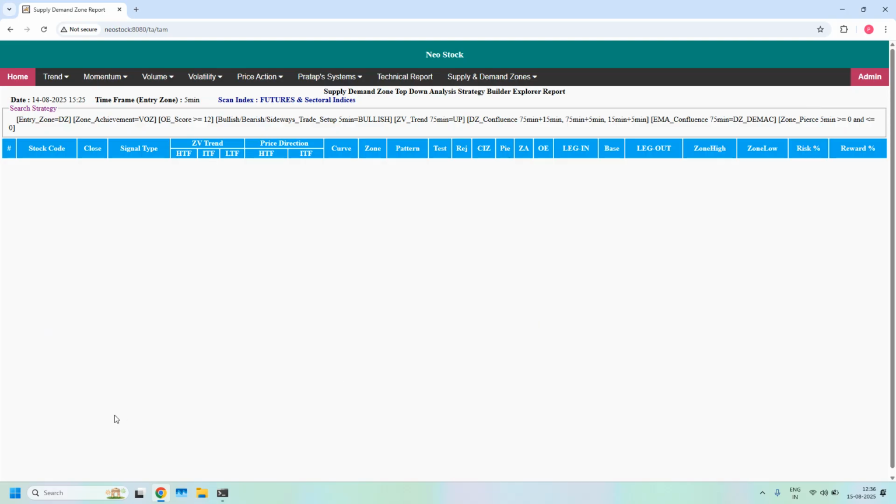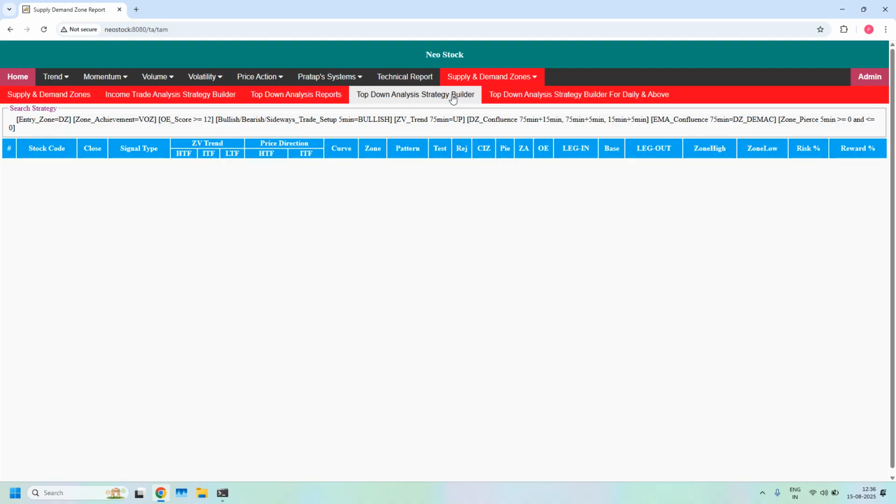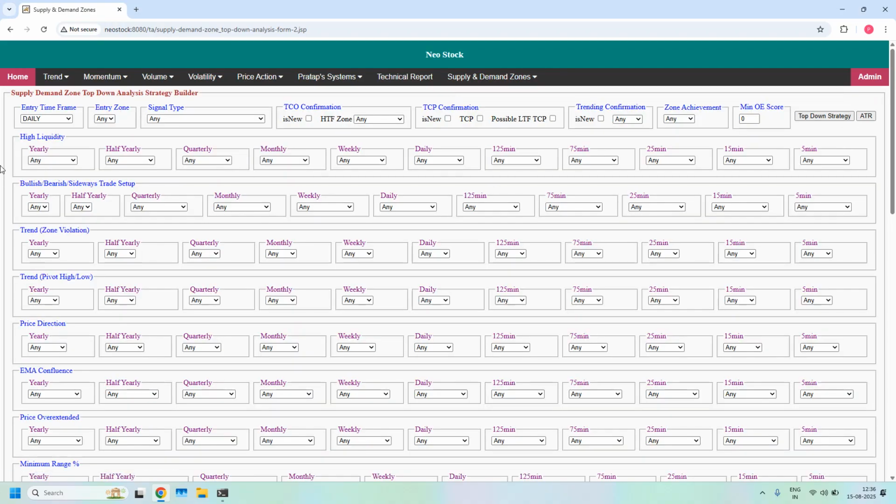So none of these stocks are having high probability. That means we don't have any high probability trade setup zones for hourly income trade, bullish trade setup. That is 5 minutes demand zones. Next, let us look into bearish trade setup for hourly income trade.